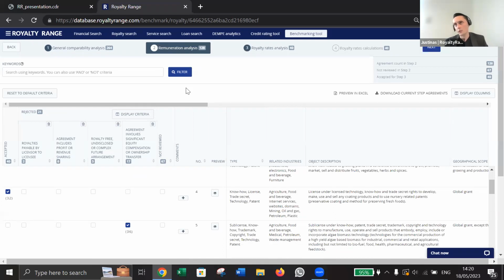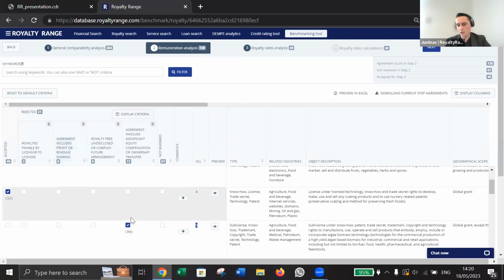Now, as the name of the screening stage says, it relates to remuneration terms. So the reasons for rejection that we take into account would be agreements involving equity compensation in addition to royalty or ownership transfer. Agreements may have conditional complex royalty structures. They can have split type arrangements like revenue sharing arrangements, or they could also be a cross license. So another quick example, agreement number 5.